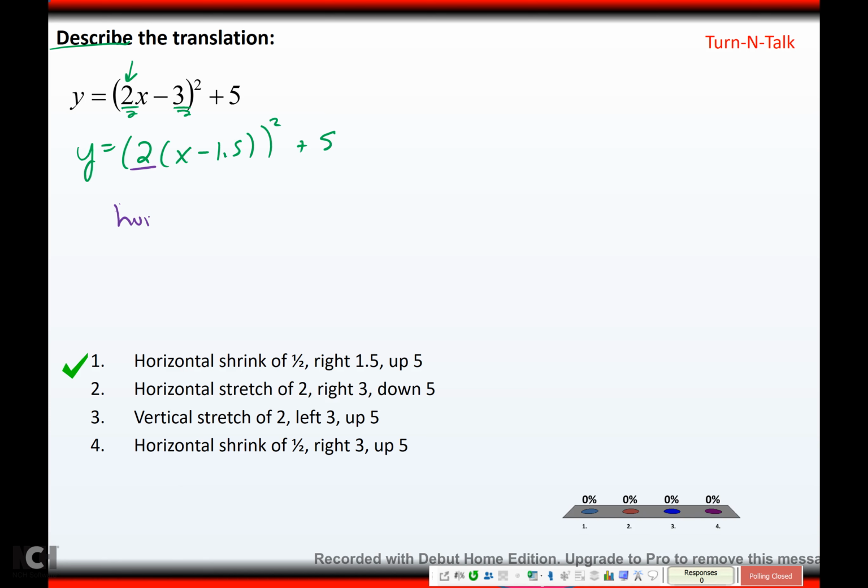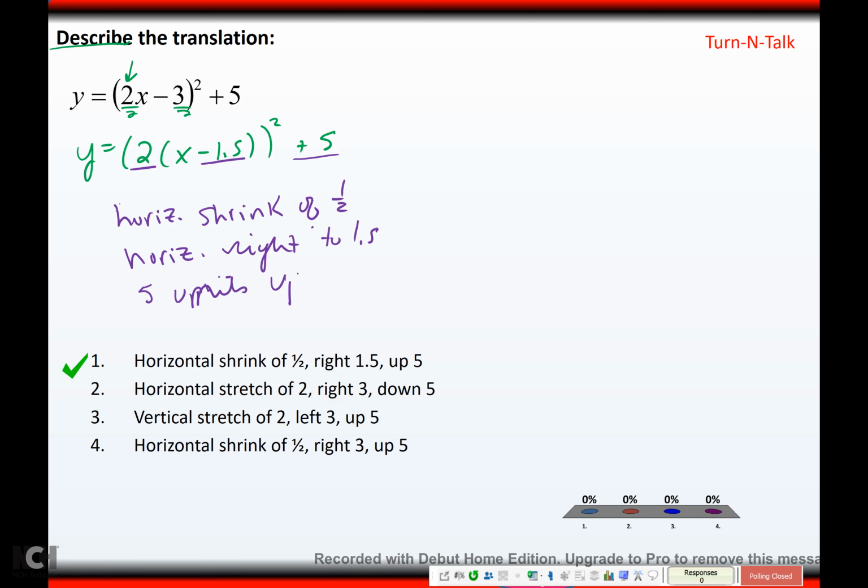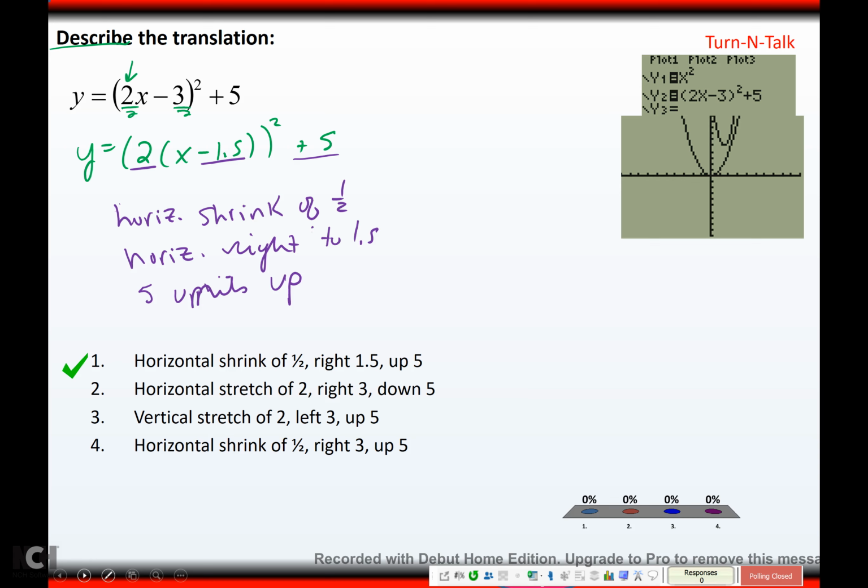This is going to be a horizontal, you would think stretch since it's big, but it's going to be a shrink because it's with your crazy x, so flip it over, which would be 1/2. This says go left 1.5, but it's with your crazy x, so that's going to be a horizontal move of right 1.5. And then the 5 on the end is going to be 5 units up. Okay? And there we go.